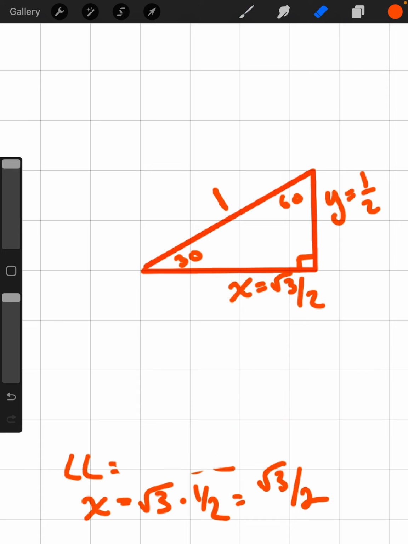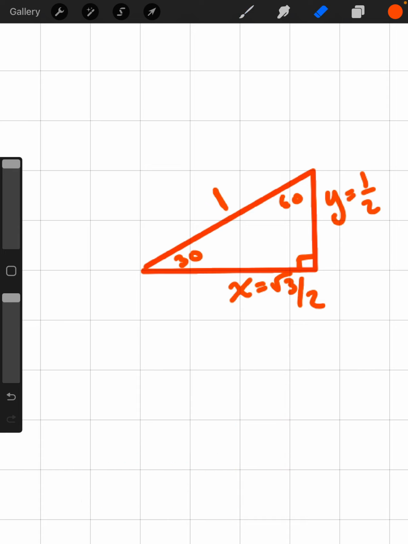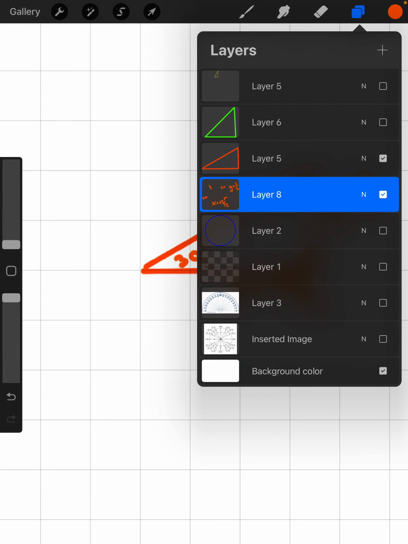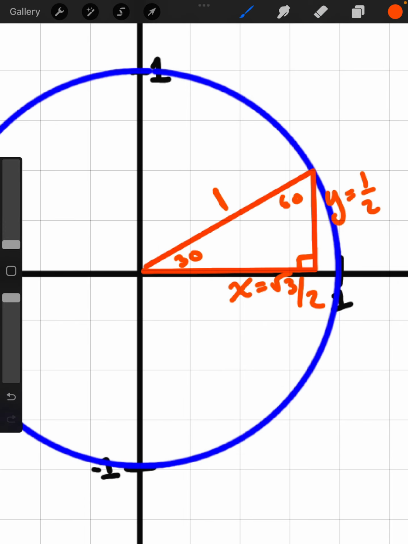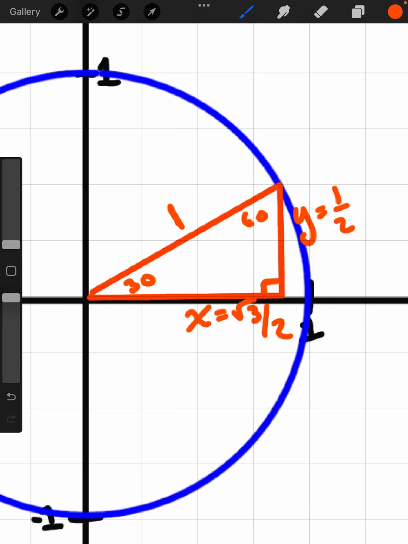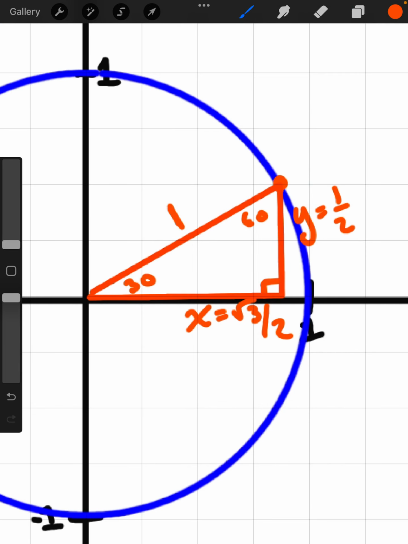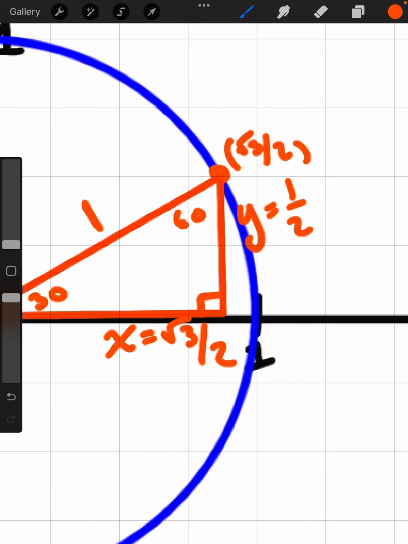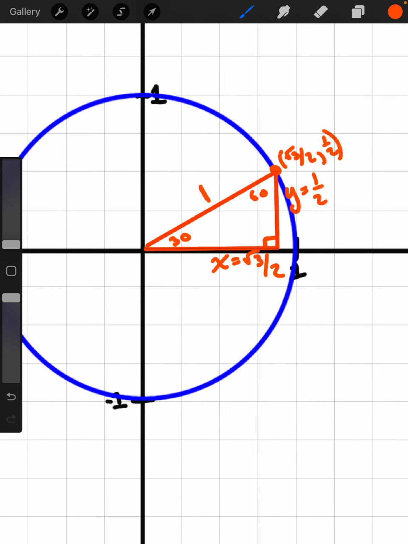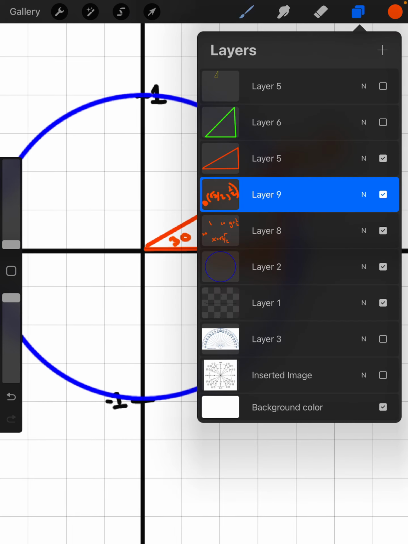I'm going to get rid of all of this work down here because that was just my formulas. And now I'm going to put all of this back onto that unit circle. So now I have this triangle constructed, and this horizontal distance is square root of 3 over 2, and I've labeled that as x. So this point right here on the circle has an x coordinate of square root of 3 over 2. And then my vertical distance, my y value, I have labeled as 1/2. So then my y value for that point is 1/2.